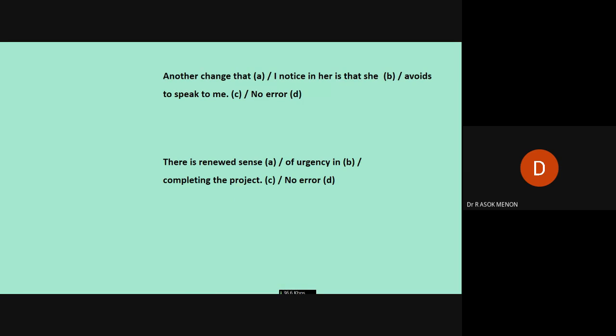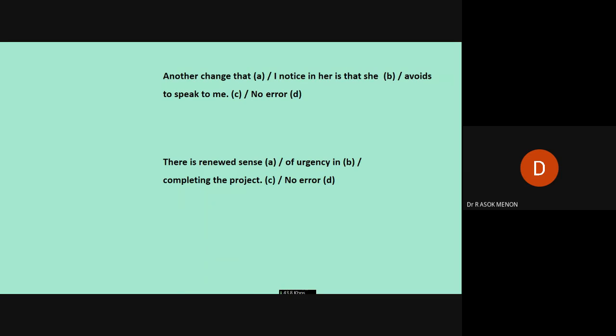See, another change that I notice in her is that she avoids to speak to me. This is for the error type of question. And I also mentioned and highlighted the importance of this for the error type of question, because it is this kind of question that covers all grammatical areas. So when we have done with this kind of question, there are many questions here, the end will be satisfactory because we will have gone through all the grammatical areas.